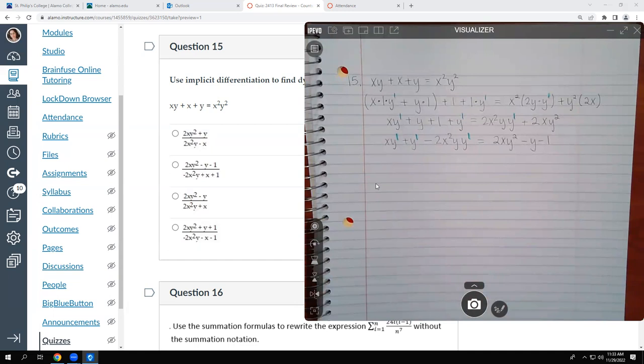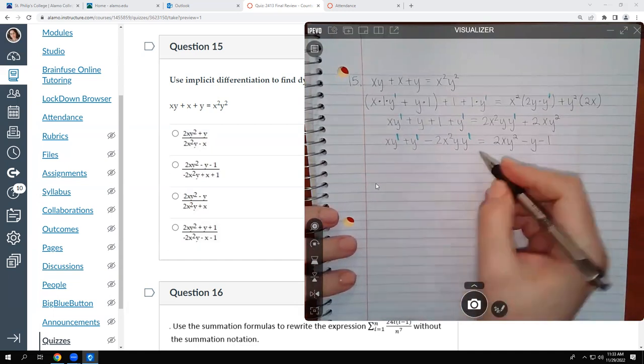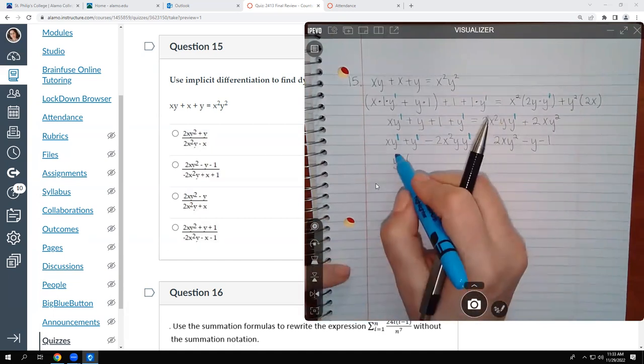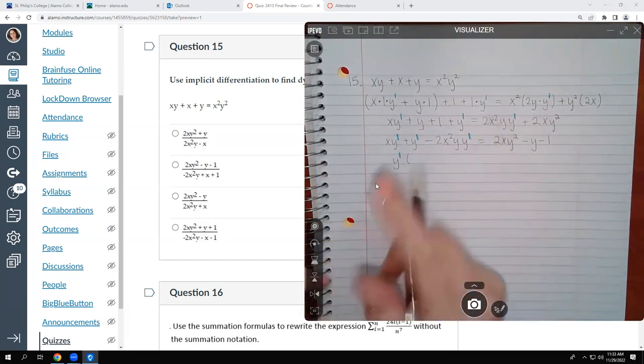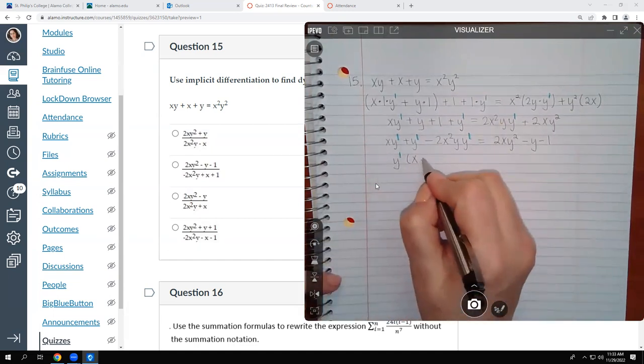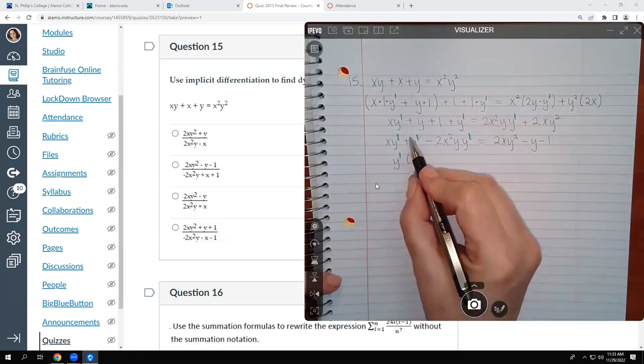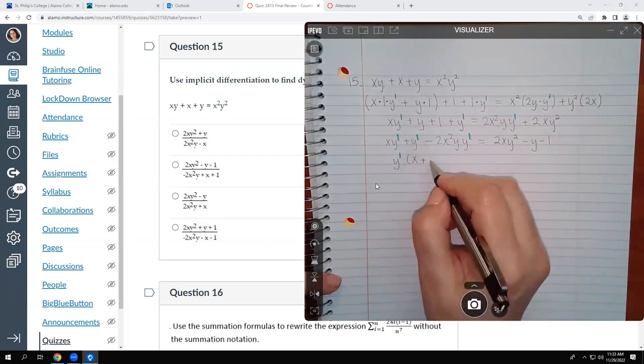And then now we do the same as before, right? We factor out that y prime. It doesn't matter if you put it in the front or in the back. But it's gone now, so this is just x. This is not gone just because it's y prime. What's in front of this y prime? A 1.